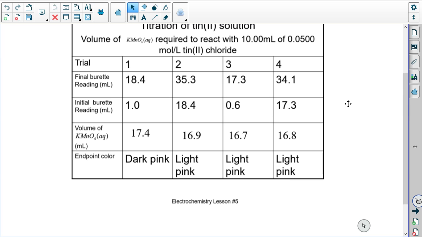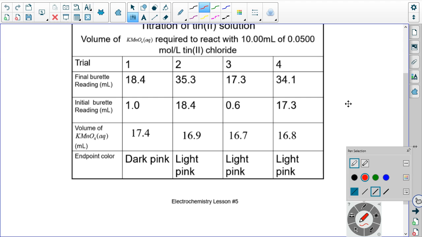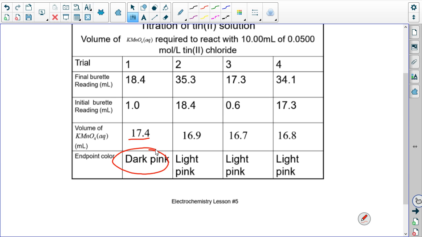Which one of these things does not belong here? Aurora, which one of these things does not belong? The first one. There's a couple of reasons why it does not belong. The endpoint is dark pink, where everything else is light pink, and this is 0.5 of a milliliter away from everything else. So we just ignore this one.